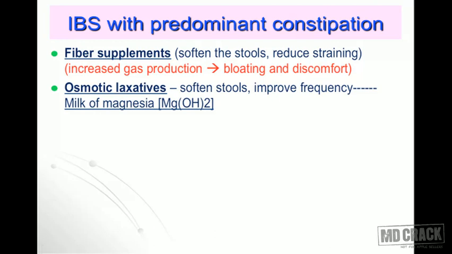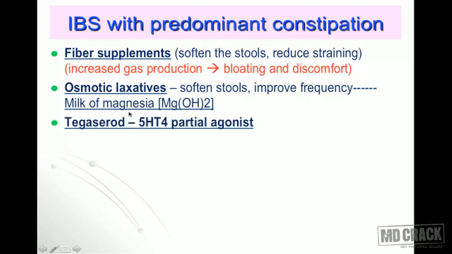The second group of drugs we can try is osmotic laxatives. They'll also soften the stools and improve the frequency. The drug which could be used is milk of magnesia, that's magnesium hydroxide.